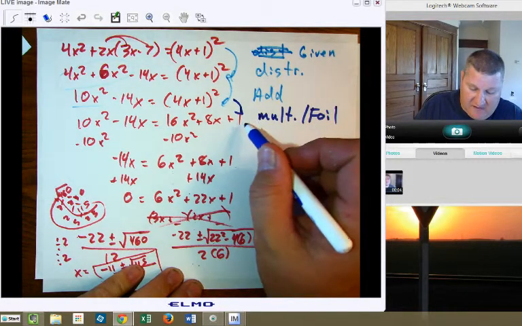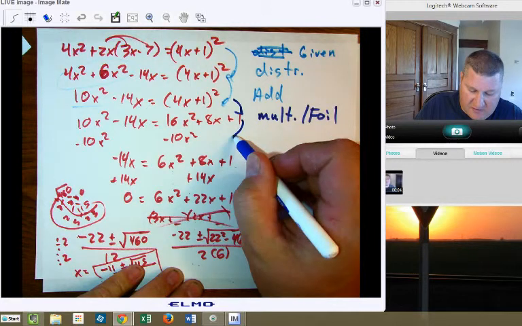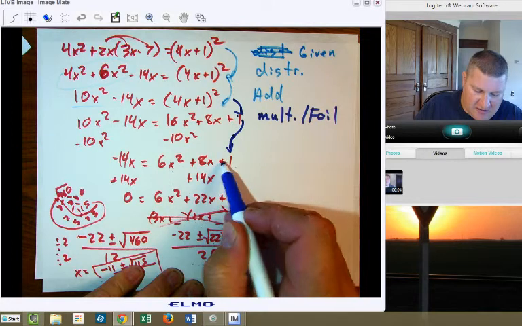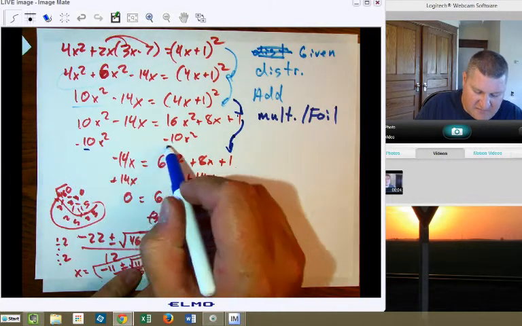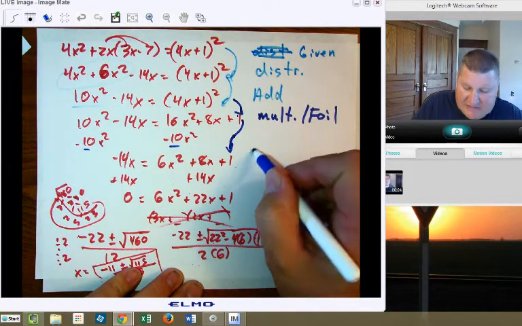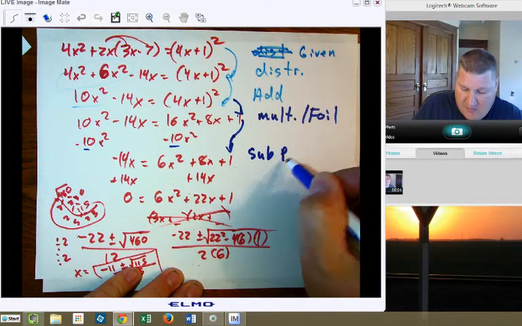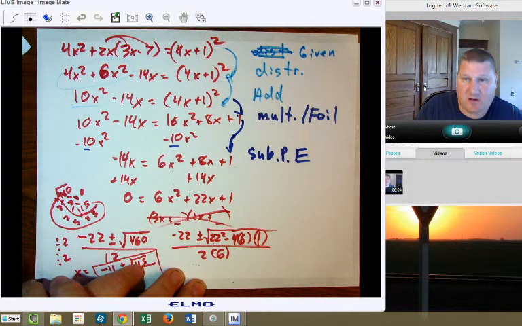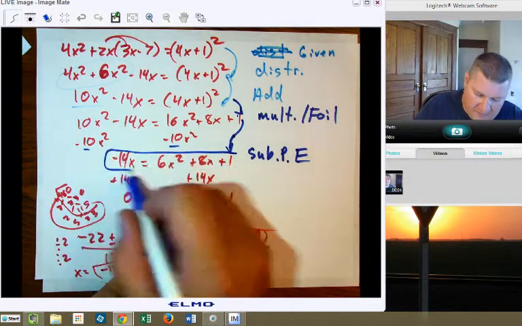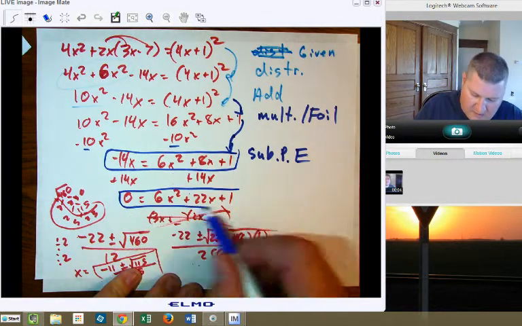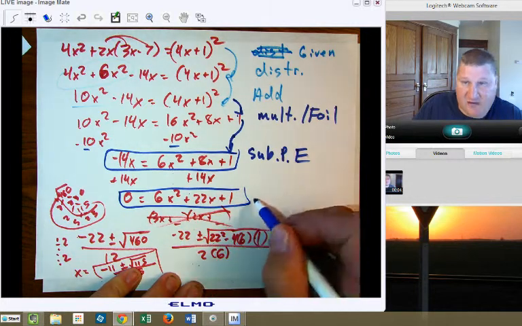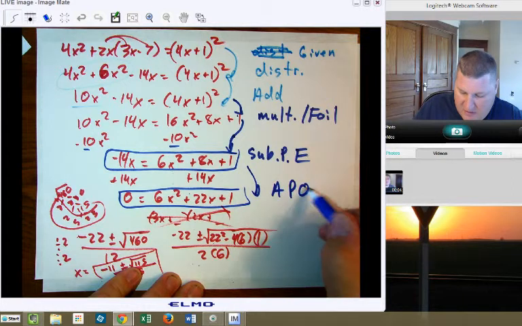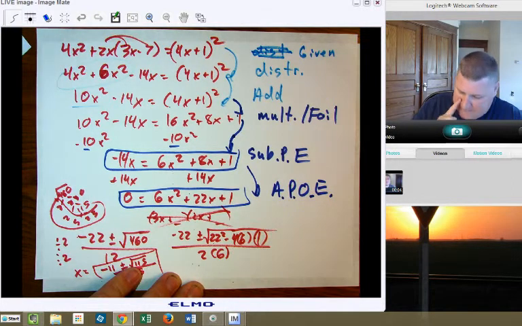In this case, how did I get from here to, it doesn't go there, it goes right here. How did I get from here to here? The answer is I subtracted 10x squared from both sides. So that's going to be subtraction property of equality. How did I get from this step right here to this step right here? We added 14x to both sides, so that is addition property of equality.